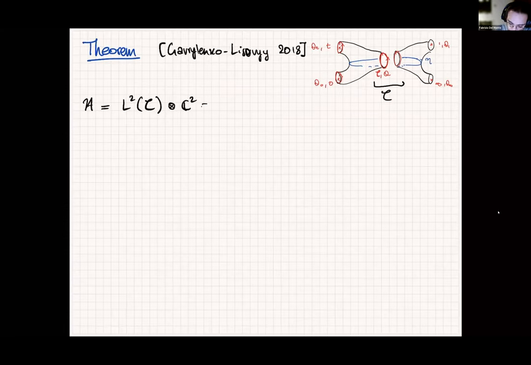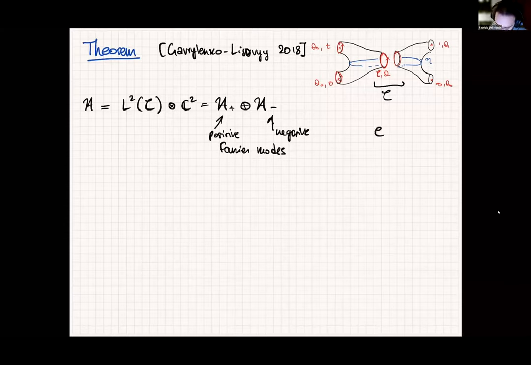So vector valued functions in L2, and split it into positive and negative. So here you have some L2 space. A function will have its Fourier decomposition, and these are just positive and negative Fourier modes. It's just Fourier expanding a function on a circle. So it's like z to the n powers, essentially, in the complex plane.